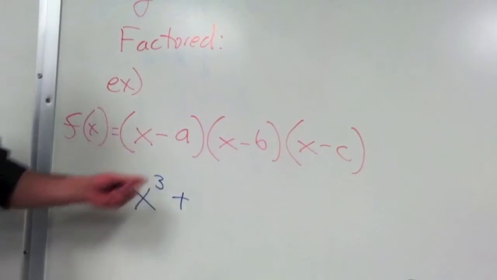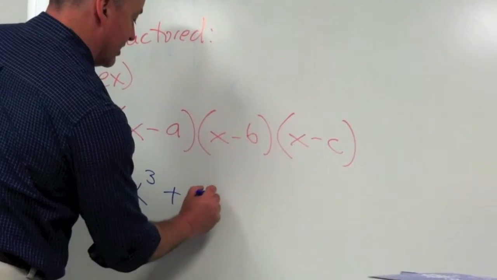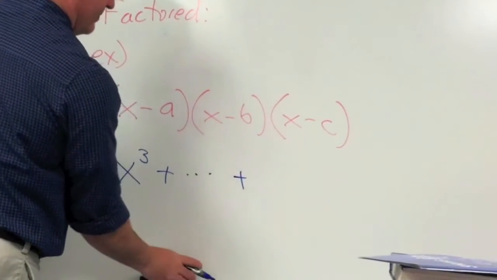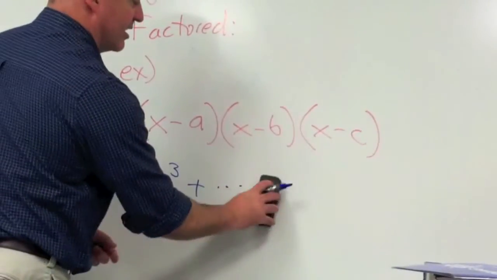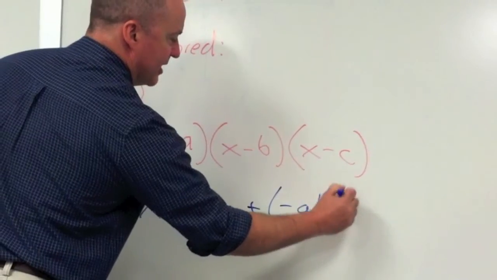There would be a lot of terms in the middle with some x squared and some x's, which we then combine. We'll skip those. They're not the important ones right now. And this one would always end, in this case, since it's minus, negative ABC. Yeah, this would end with negative ABC.